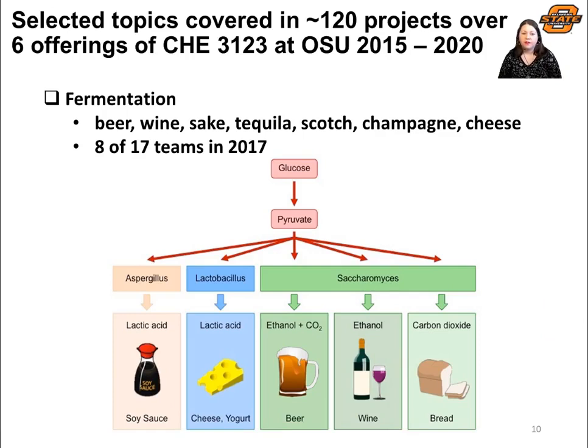I've taught this course 6 years. This is a junior level kinetics course at Oklahoma State University. Each spring it's offered. And the most popular of the projects is fermentation. So in 1 year in particular, 8 out of the 17 teams chose fermentation. And this might look like beer most commonly, but also wine, sake, tequila, scotch, champagne, cheese. Lots of students choose to study the fermentation processes.